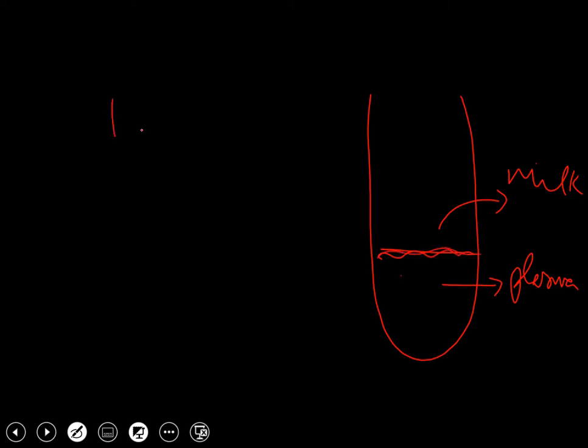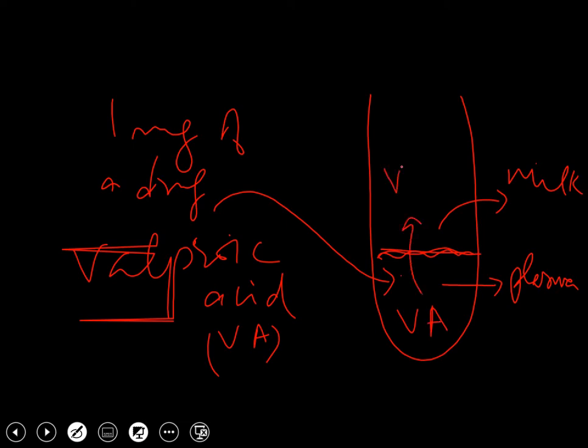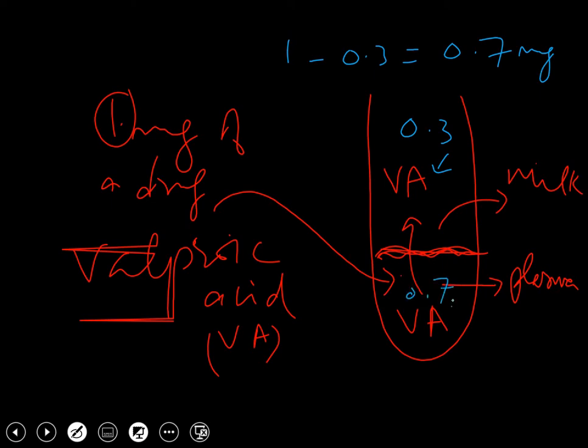Here is a semi-permeable membrane, and you take 1 milligram of a drug. It is put here, and you shake it. Some portion of the drug will go across. For example, this is valproic acid. Some of the valproic acid will cross this membrane and come into the milk as well. So let's say you give 1 milligram of drug here, and 0.3 milligram of valproic acid is here. The remaining, 1 minus 0.3, is 0.7 milligram, and this 0.7 milligram is now here. So what is important to give you a message?